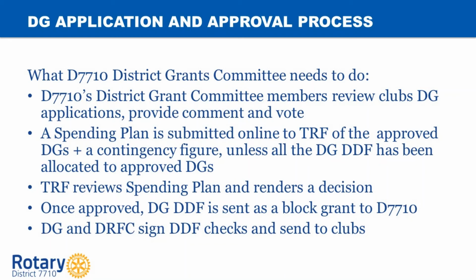The spending plan is completed by the Grants Committee in June so that we can get it approved by the foundation and receive the funds by late July or early August. If the spending plan is approved by the Rotary Foundation, then the block grant is sent to our district, from which checks are issued to the clubs for their approved projects. The district foundation chair, who operates a bank account with the district governor for countersigning, issues the checks out to the clubs.